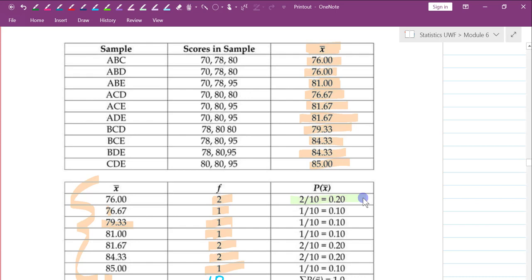What if I put everybody's score back in a bag and I pulled out 3 new scores and I found out that the average score was 76.67? Well, what's the probability of that happening? It can only happen with one particular combination, so the probability of that event happening is 0.1. And we can go all the way through, okay? And it's going to be the frequency divided by the total for all of these. And that's how I got the probability distribution, which is right here, okay?